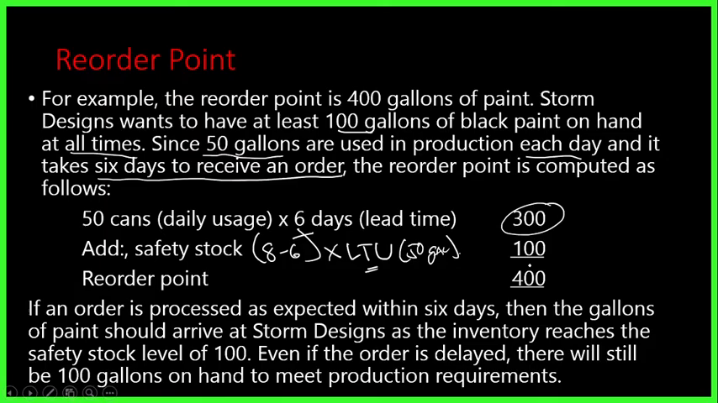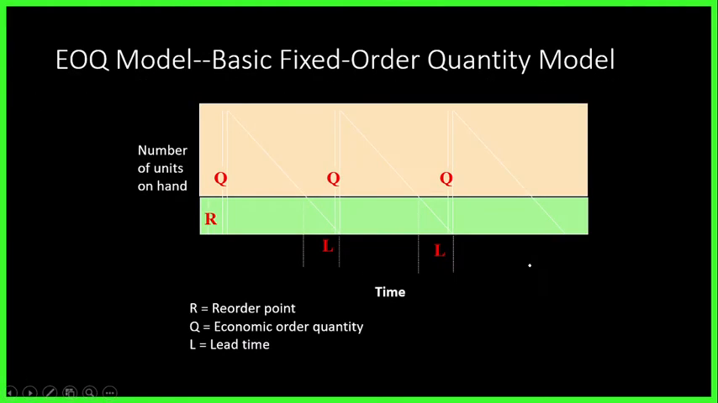So if an order is processed as expected within 6 days, the gallons of paint should arrive at Storm Designs as the inventory reaches the safety stock of 100. Even if the order is delayed, there will still be 100 gallons on hand to meet production requirements.